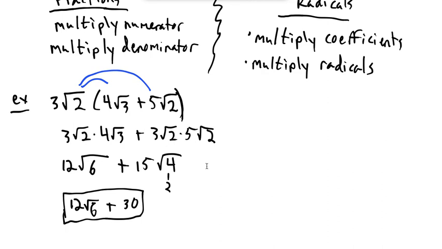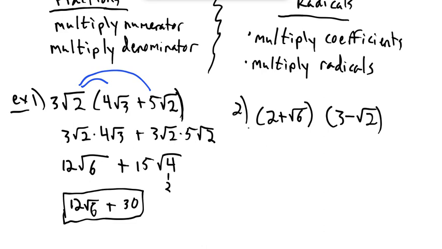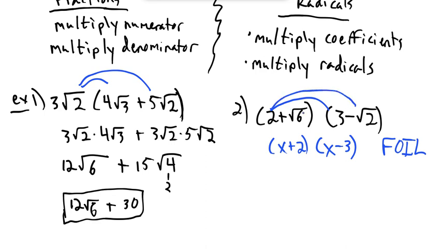All right, one harder one here as well. Let's say you have 2 plus the square root of 6, problem 2, times 3 minus the square root of 2. Now we have multiple things. What did we do when we were looking at something similar to this previously? This looks very similar to if we had something like x plus 2 times x minus 3. So what did we do then? Well, we FOILed. And that's what we're going to do here. We're going to take the first times the first, the outsides, the insides, and then the last.